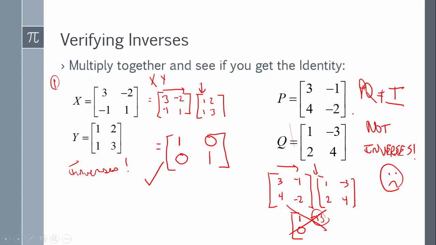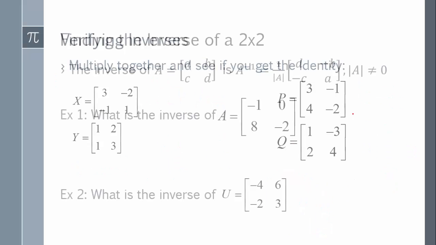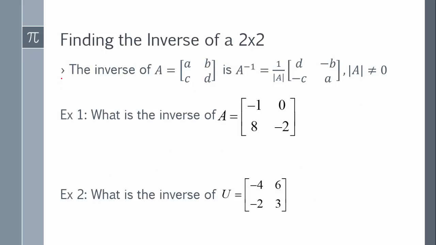All right, so now that we can see how a pair of matrices that are inverses interact, let's talk about how we can figure out what an inverse would look like if we're given a matrix. So here's the rule for that. All right, it's right here. You might want to pause the video and make sure you have this written down in your notes.